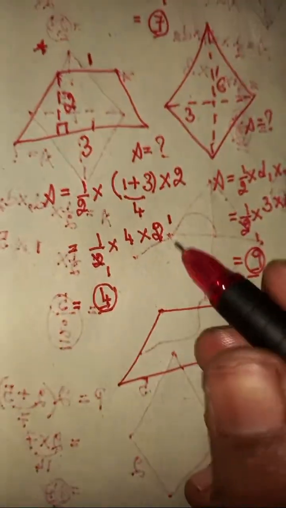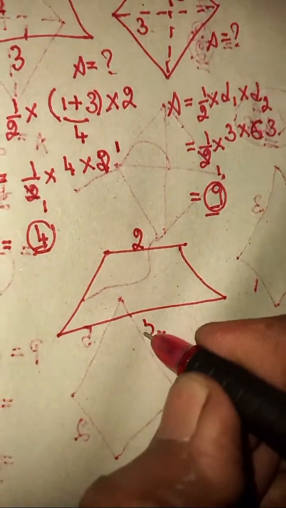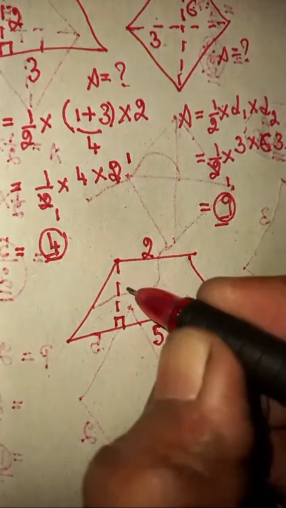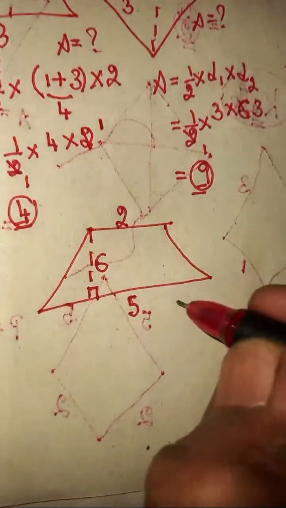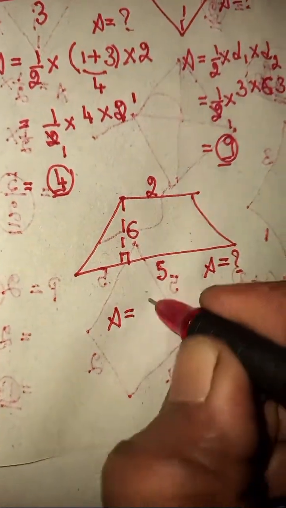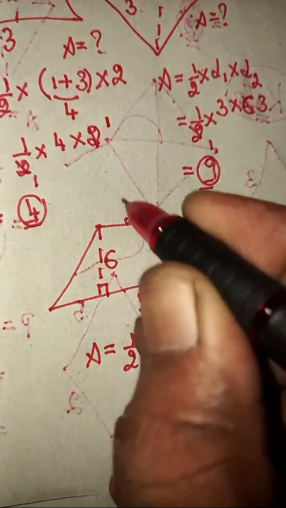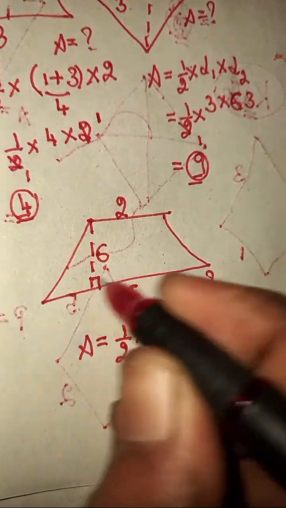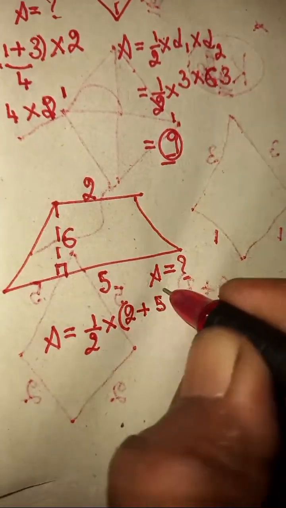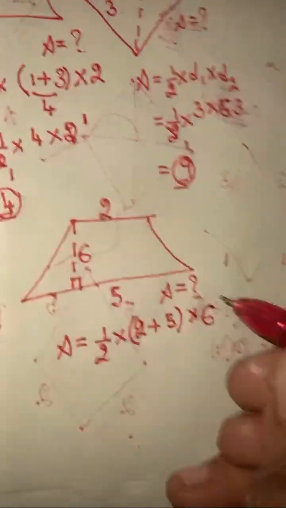In this trapezium, they are giving the above side as 2 units, this side as 5 units, and the perpendicular height is 6 units. Now find out what's the area. Here area is the same: half times the sum of parallel sides. This is one parallel side, 2 units, another parallel side, 5 units. Their sum is 2 plus 5, times this perpendicular height, which is 6 units.